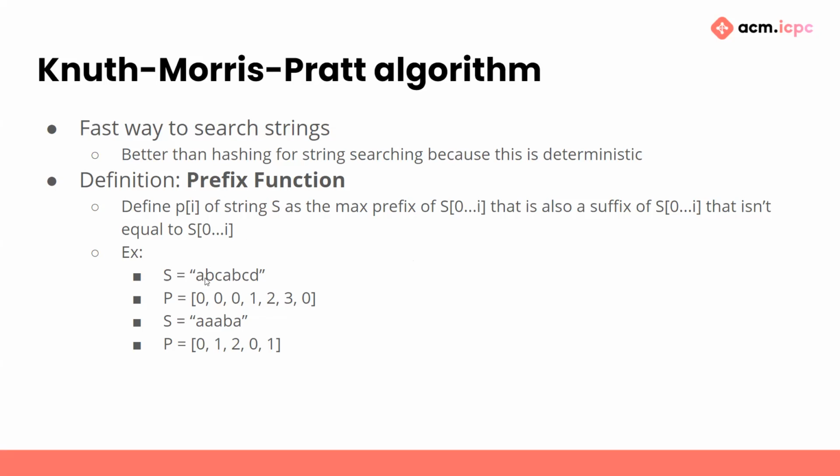Then if we move on to ABCAB, we get similar reasoning where the max prefix that is also a suffix of the substring is AB. And the next one is ABCABC, with ABC. And the last index is ABCABCD. But since it ends in a D, that's the only D that appears in the whole string, there's no prefix that matches any suffix. So it's 0 for the last index again.